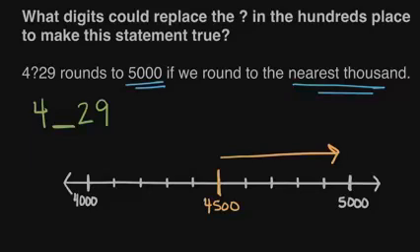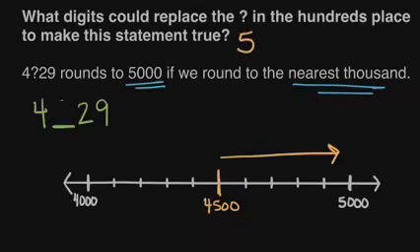So we could try, let's just put a 5 in. 4,529 would be right after 4,500, somewhere about like this. That is closer, just barely, but it's closer to 5,000. So 5 works. 5 is a digit that we could use.